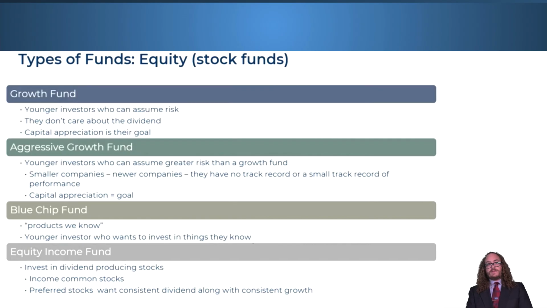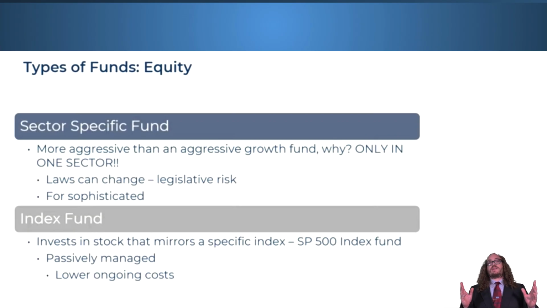A sector-specific fund is more aggressive than even an aggressive equity fund because usually we're only in one market segment and laws can change. So that is legislative risk, the risk that laws can change, primarily tax laws. So sector-specific is known for its sophisticated investor who understands the type of risk that they're getting into. Lastly here are index funds. They invest in stocks that mirror a specific index, like the S&P 500 index. Index funds are passively managed and have lower ongoing costs when compared to other actively managed funds.